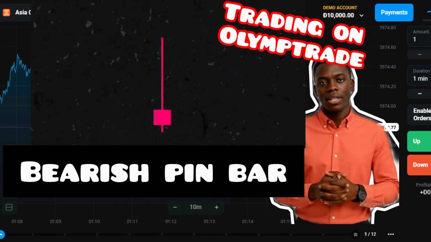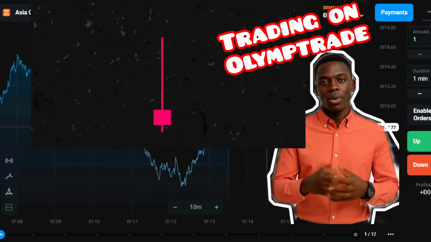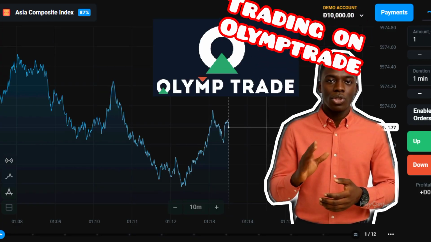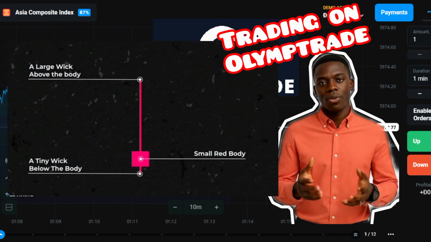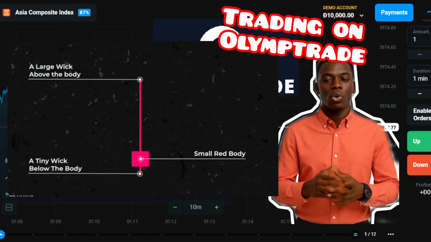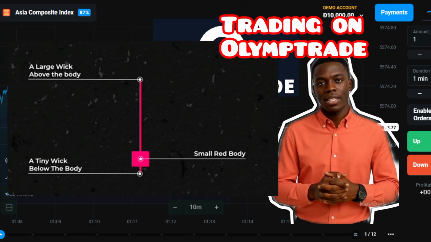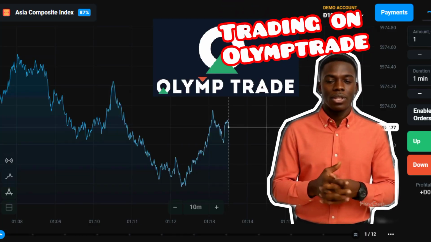Pattern number two, bearish pin bar. The bearish pin bar is just the opposite of the bullish pin bar. It is a red candle with a small body, a large wick above the body, and a tiny or no wick below the body. It indicates a reversal to the downside.